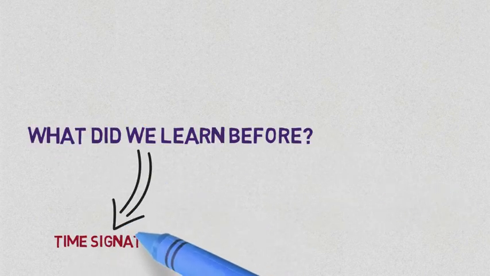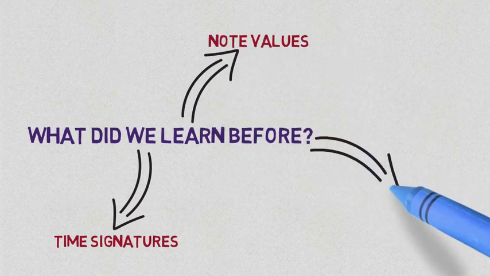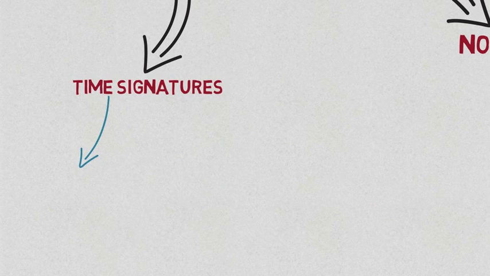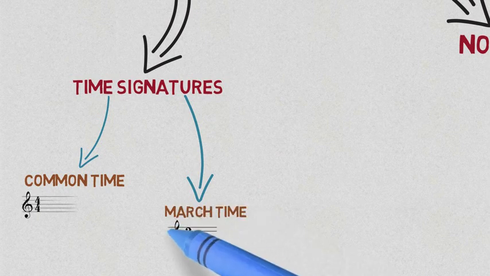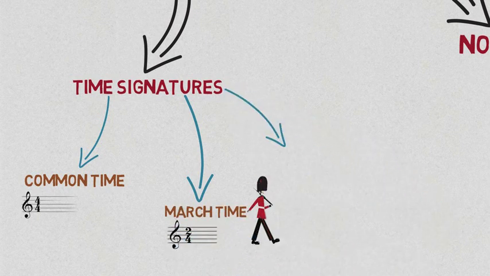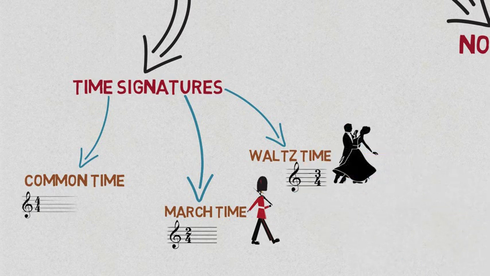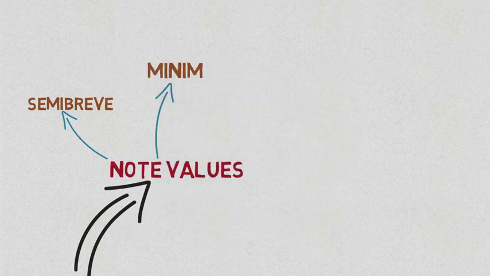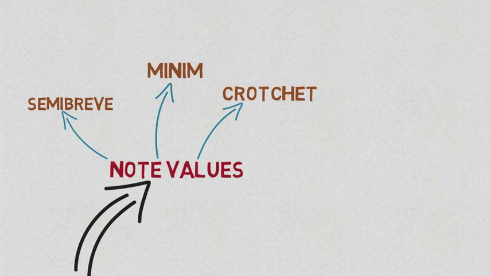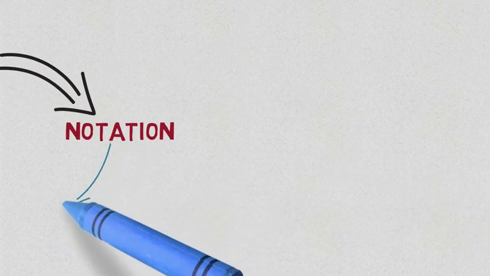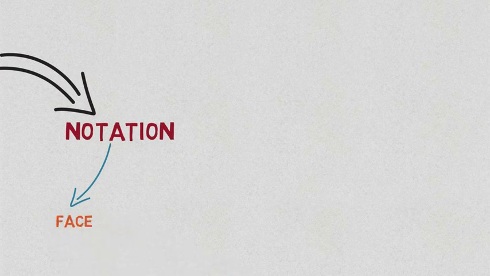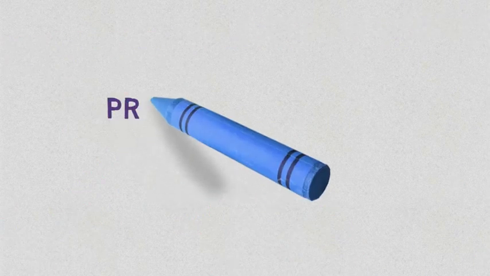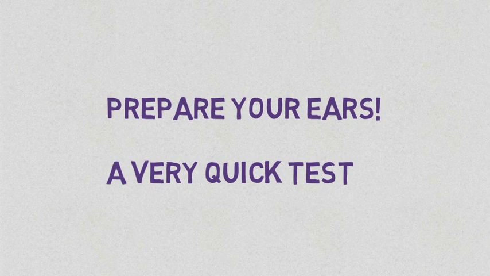So what did we learn before? Well, we looked at time signatures, we looked at note values, and we looked a bit at notation. The time signatures we looked at were common time 4/4, march time 2/4, and waltz time 3/4. The note values we looked at were the semibreve, the minim, the crotchet, and the quaver. And within notation, we looked at the spaces F, A, C, and E, and also the lines E, G, B, D, and F.